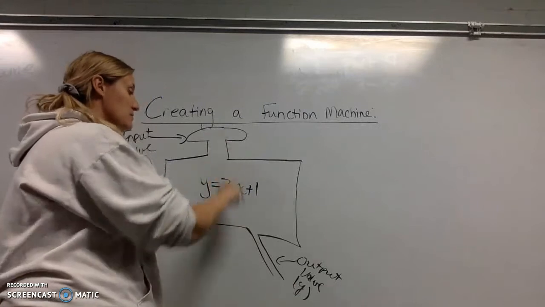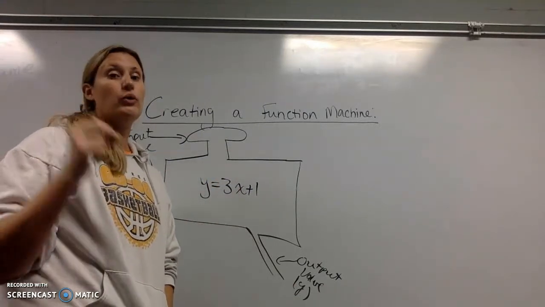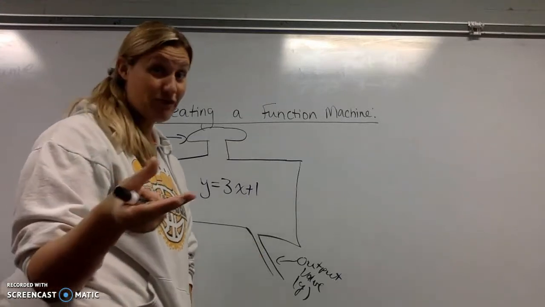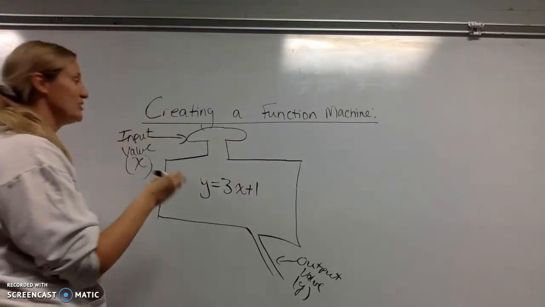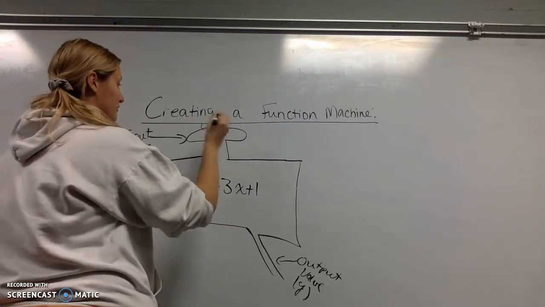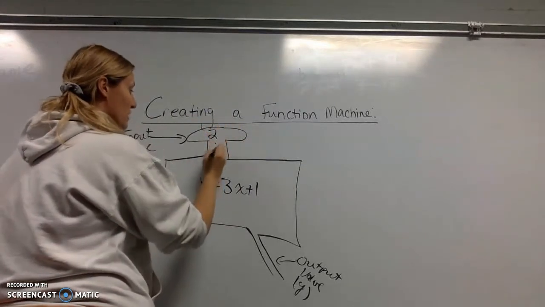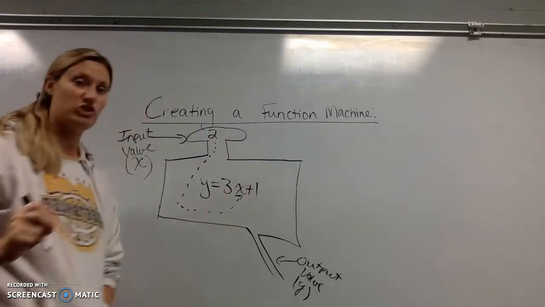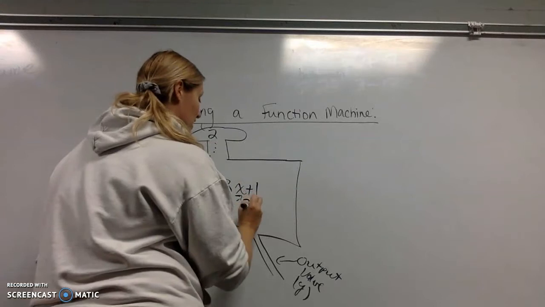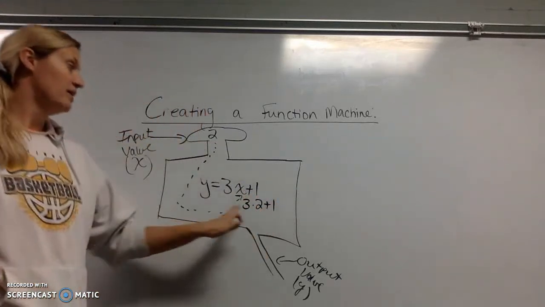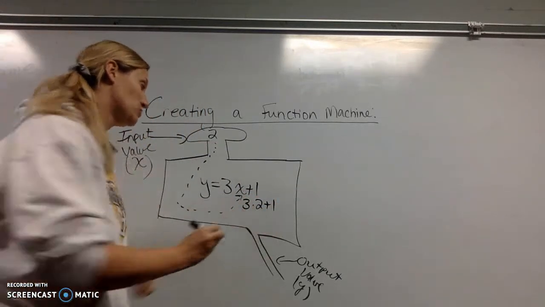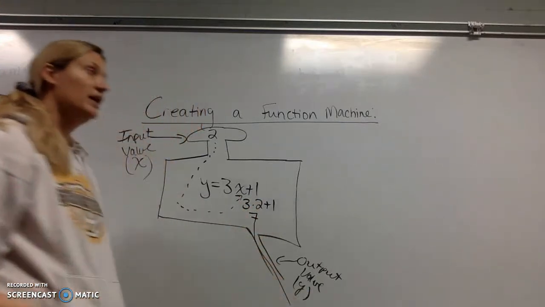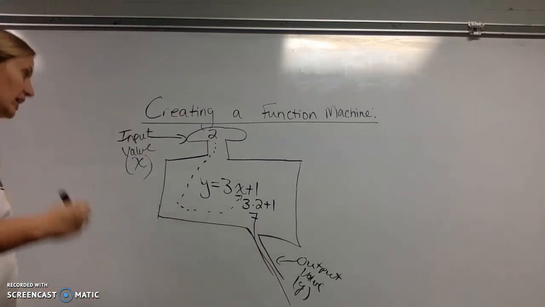So does it keep the machine running smoothly, or is it going to cause the machine to clog and blow up, so then it won't function anymore, because it's not a function? So picking a number, if we pick the number 2, we drop the number 2 into our input valve, and it goes into the input variable, which is X. And so basically then we have 3 times 2 plus 1. 3 times 2 is 6. 6 plus 1 is 7. That is only one output, so it's going to slide through, and everything's going to run smoothly in our function machine.